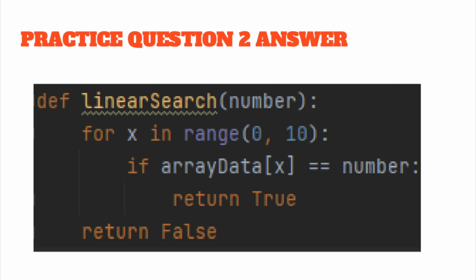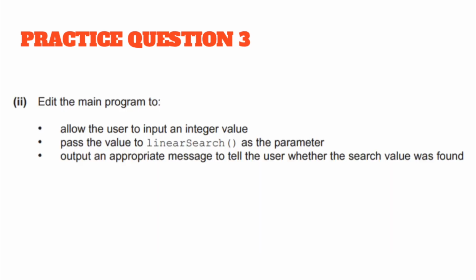Now, for marks, you probably get a mark for defining the function statement with the parameter, one for the loop, one for the comparison, one for the return. So 1, 2, 3, 4, possibly 5 marks would be given for just this bit of code. Practice question 3, we're now going to move on and we're going to edit the main program to allow the user to input an integer value, pass the value to linear search as a parameter, output an appropriate message to tell the user whether the search value was found.